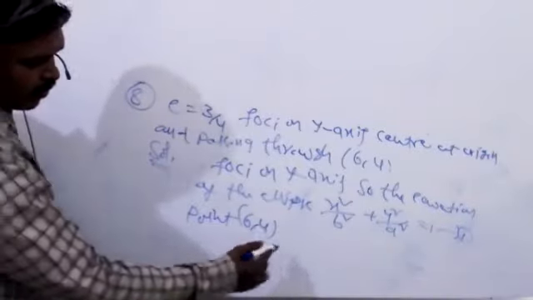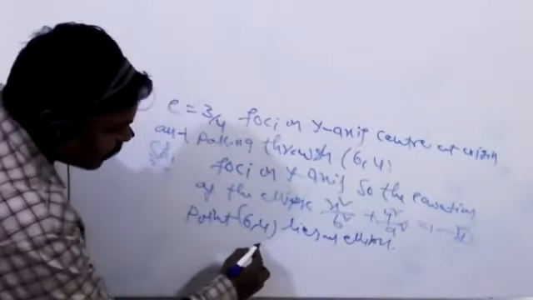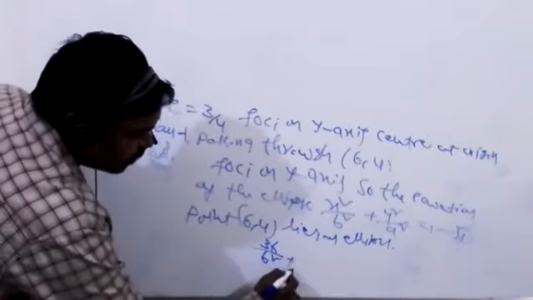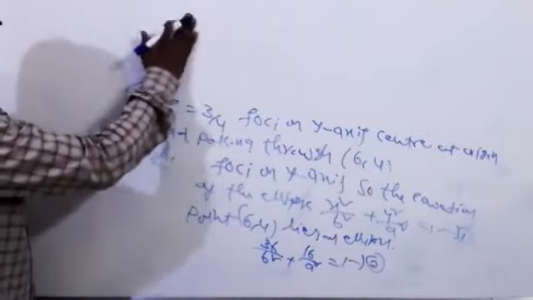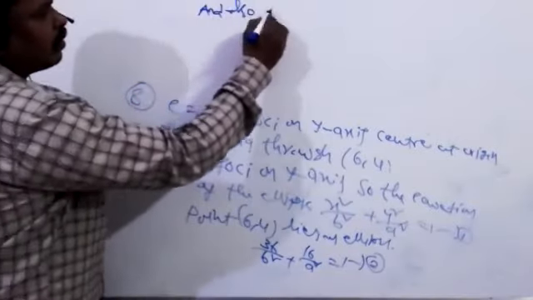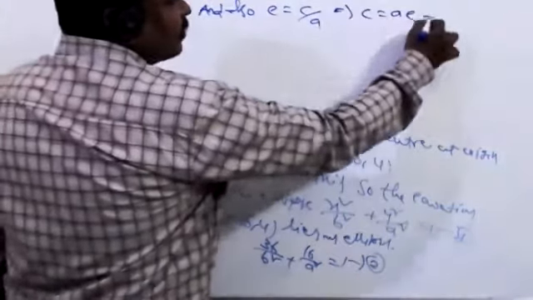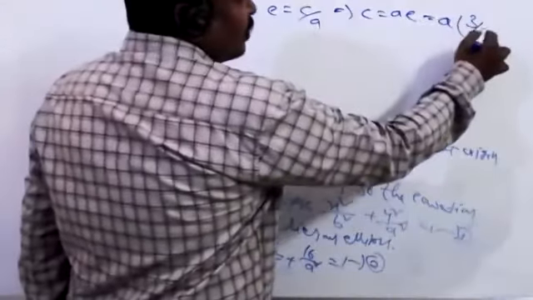Point 6 comma 4 lies on the ellipse, so 6 square, 36 upon b square plus 16 upon a square is equal to 1. This is equation 2. Then also given e is equal to c by a. That implies c is equal to ae, which is a into 3 by 4.